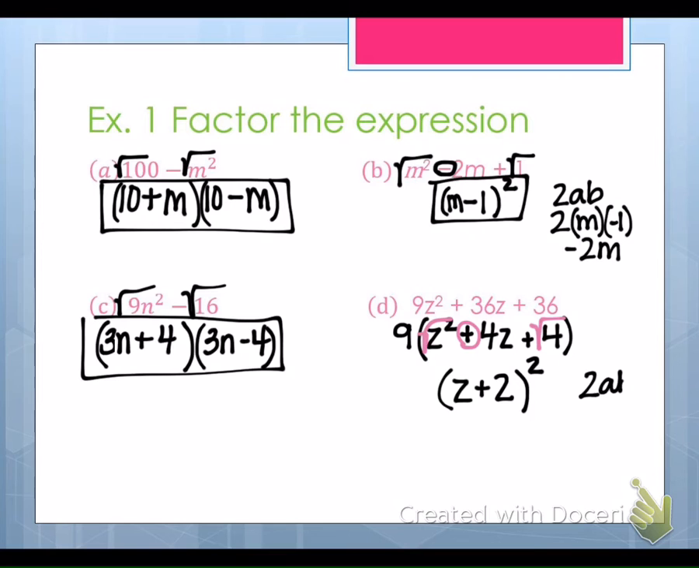Over to the side, 2 times a times b. What is the a term? Z. And what's the b term? What's 2 times z times 2? No, you're not squaring anything. It's 2 times 2 times z. 4z. Was that my middle term? Yes. Then this is my answer, correct?